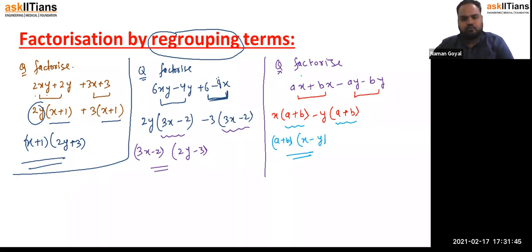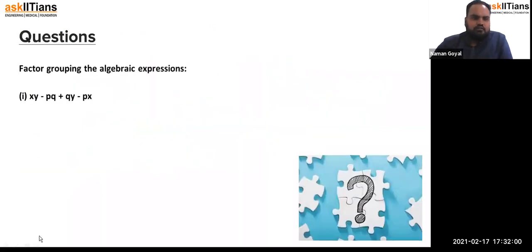Are you getting my point? This method is very easy. We take two groups at a time, take something common, and then at the end take another thing common. Now in this question, if I take these two, there is nothing to take common. If I take these two at a time, there is nothing to take common. So I take these two at a time, because then we can take y common. So I just regroup and rewrite this expression.